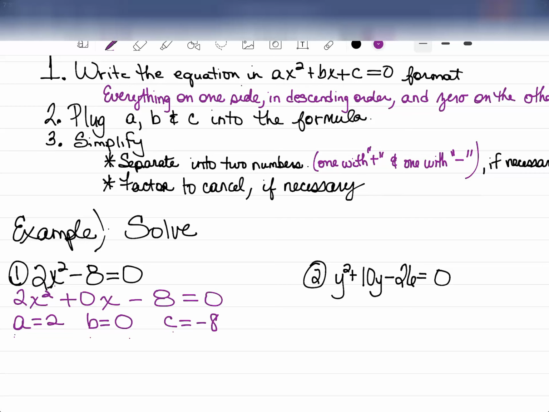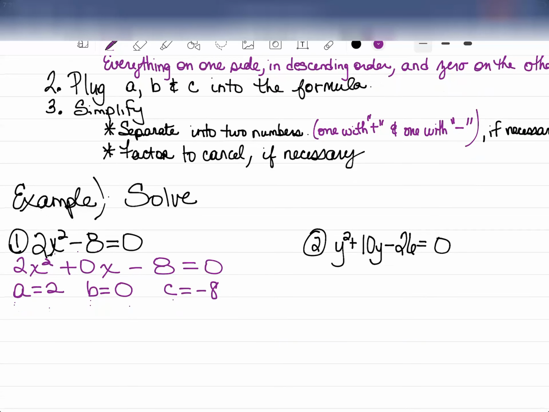So our a was 2. We didn't have the x part, so our b was 0. If you don't have that part, then add 0. And then the constant was negative 8. So we're going to take that into our formula. Another way to memorize the formula is to keep writing it over and over again on your paper every time you work the problem.